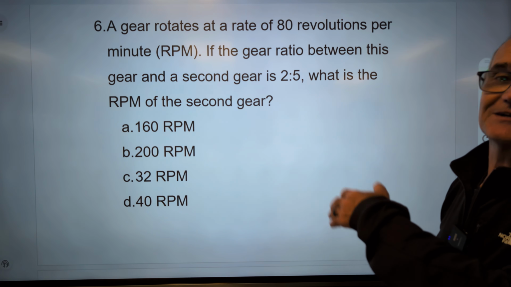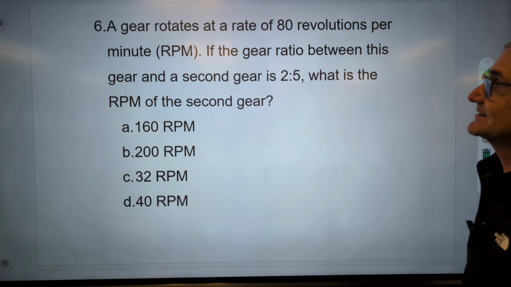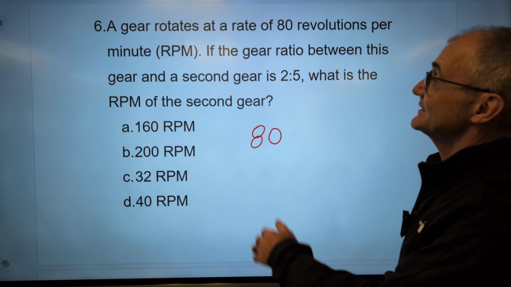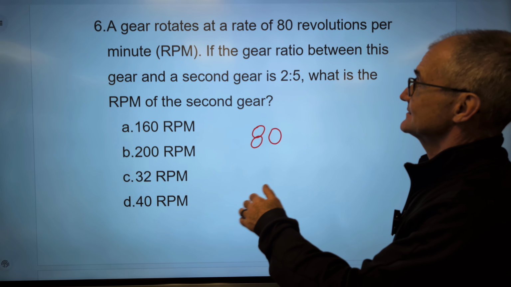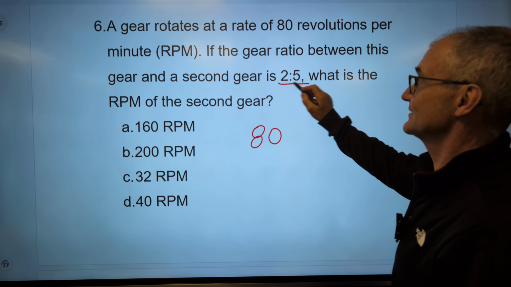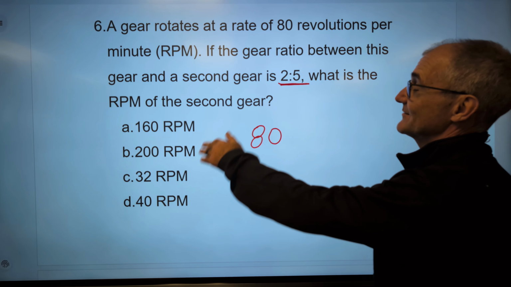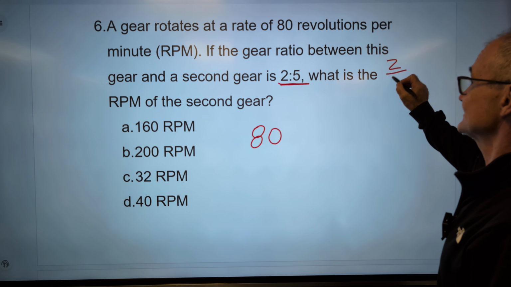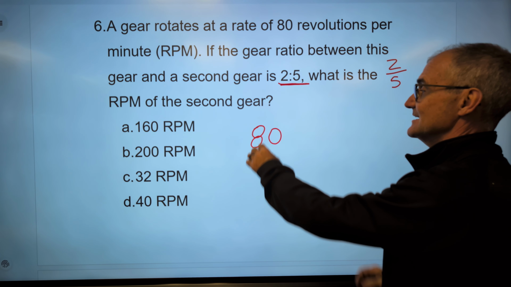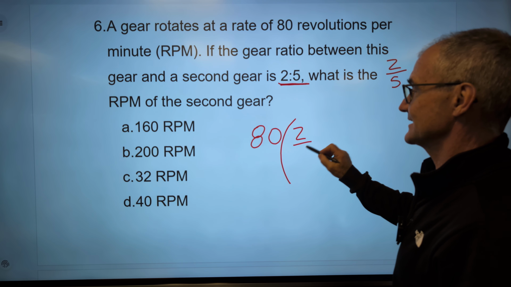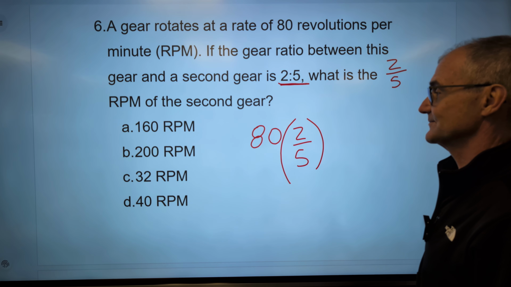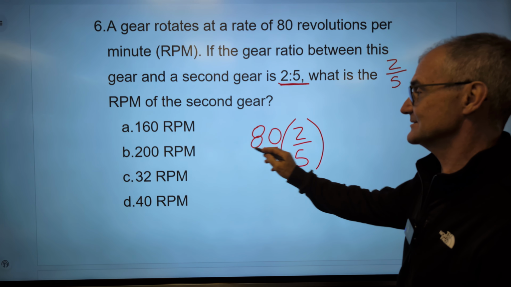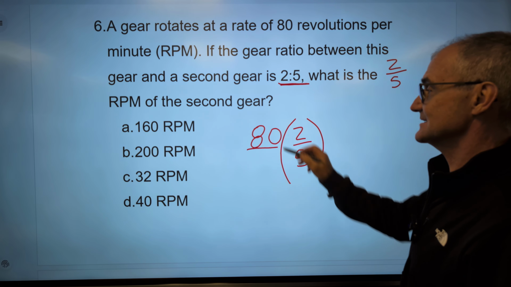A gear, pause the video, give it a try, unpause, watch how I do it. A gear rotates at 80 revolutions per minute. If the gear ratio between this gear and the second gear is 2 to 5, what is the RPM of the second gear? So 2 to 5 like that is the fraction 2 to 5. So you have to take this and multiply it by the ratio 2/5. I'm multiplying fractions here. 5 goes into 80. I can reduce this fraction. Goes in there 16 times.